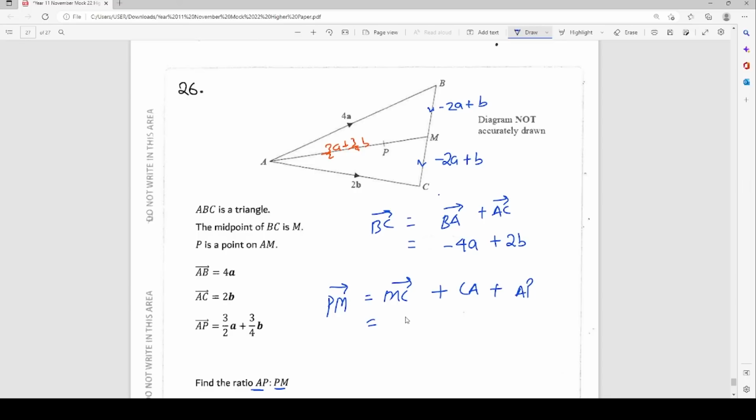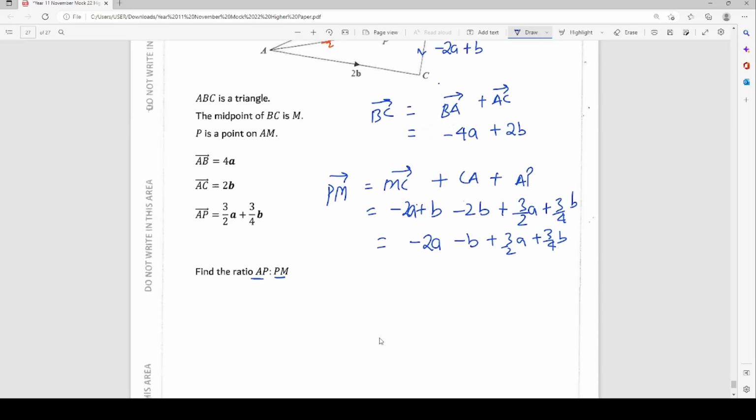So what is PM going to be? So PM is going to be negative 2A plus B plus CA. So CA is opposite of AC. So I should write minus 2B, and then AP should be written as it is. So 3 over 2 A plus 3 over 4 B. Now let's combine them up, whatever we can combine. So negative 2A, negative B plus 3 over 2 A plus 3 over 4 B.